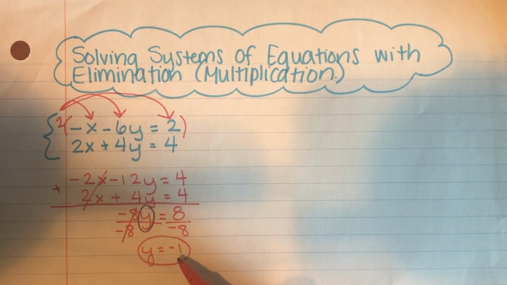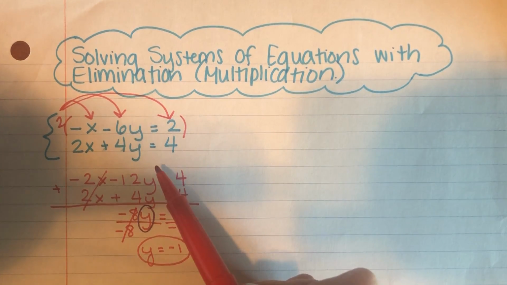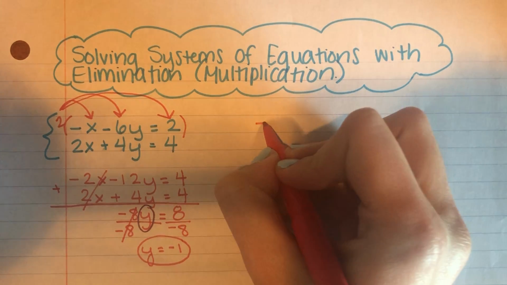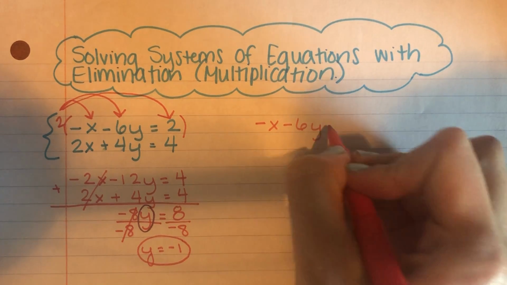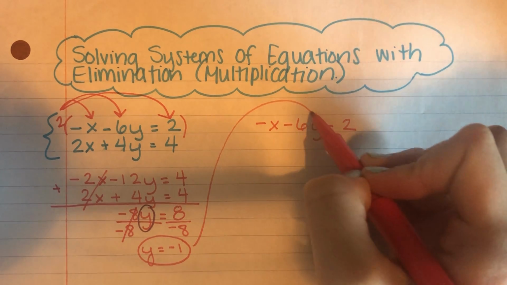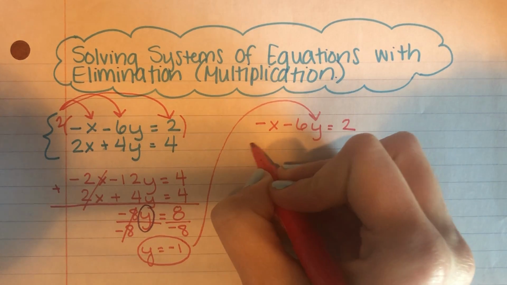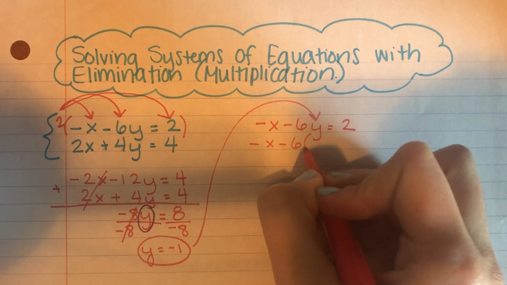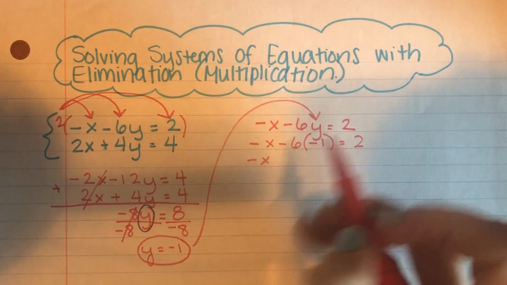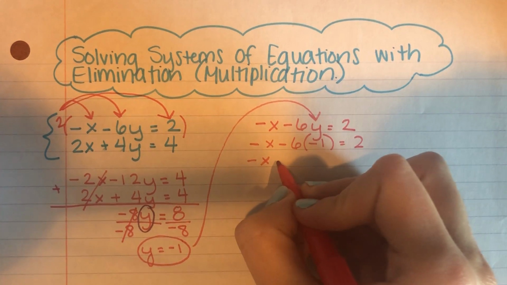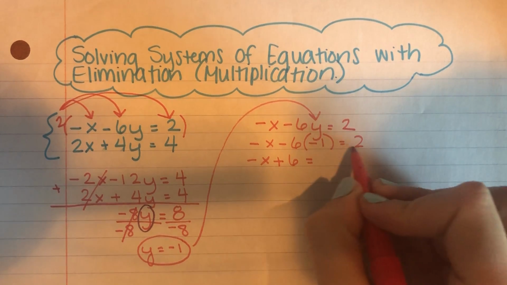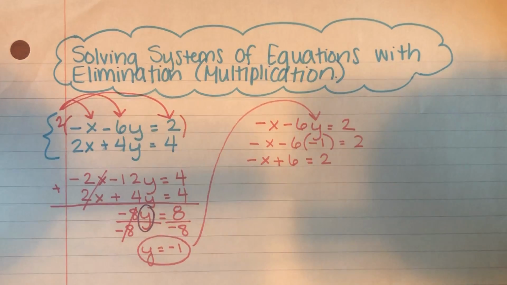So now we need to substitute our value for y back into one of our original equations. It doesn't matter which equation, so I'm going to pick the first one. Just going to copy it down. And now I can replace my value for y. So we have -x minus 6 times -1 equals 2. -6 times -1 is +6. Remember, negative times negative is a positive. And I just copy down everything else I already have.